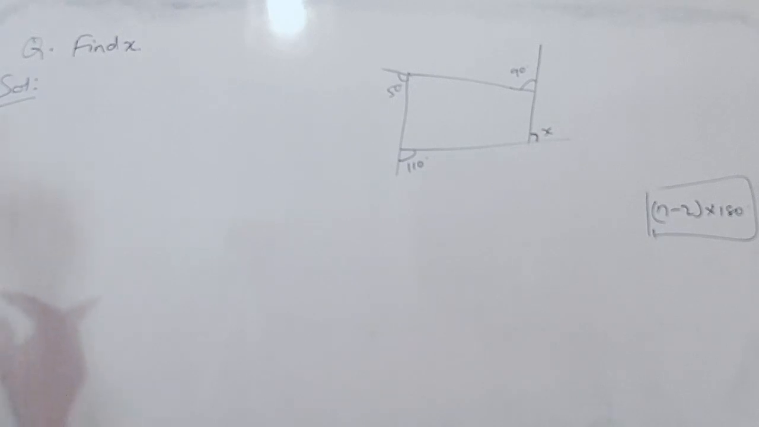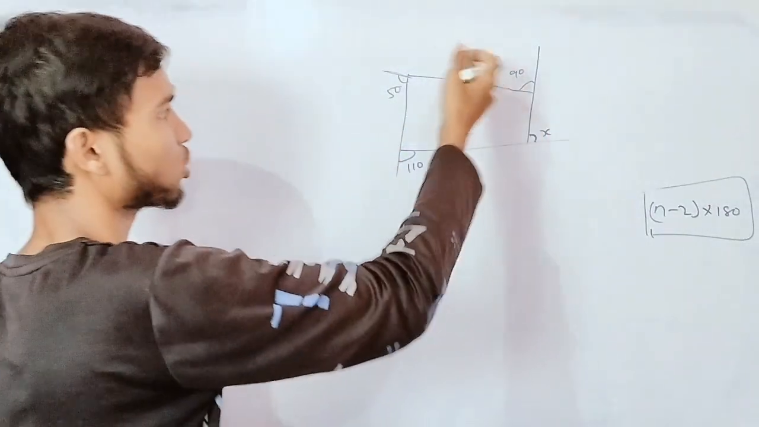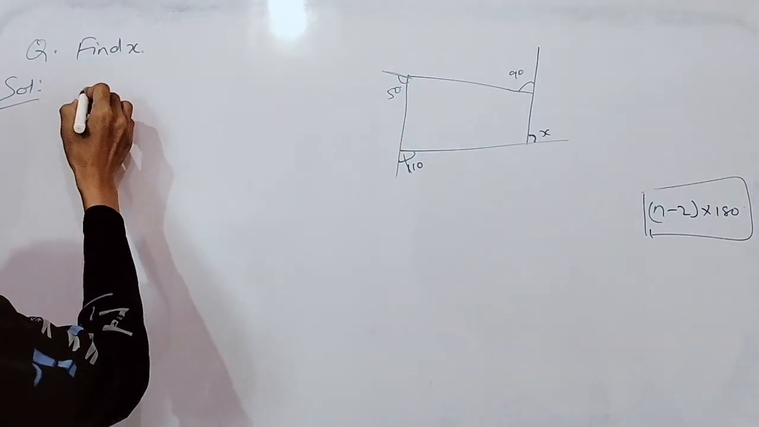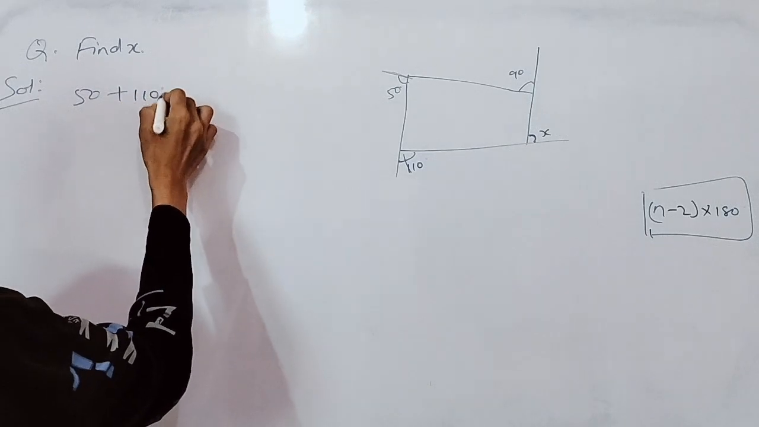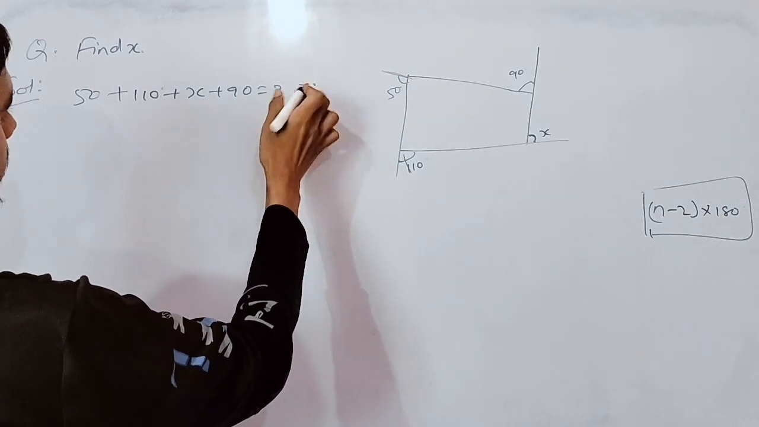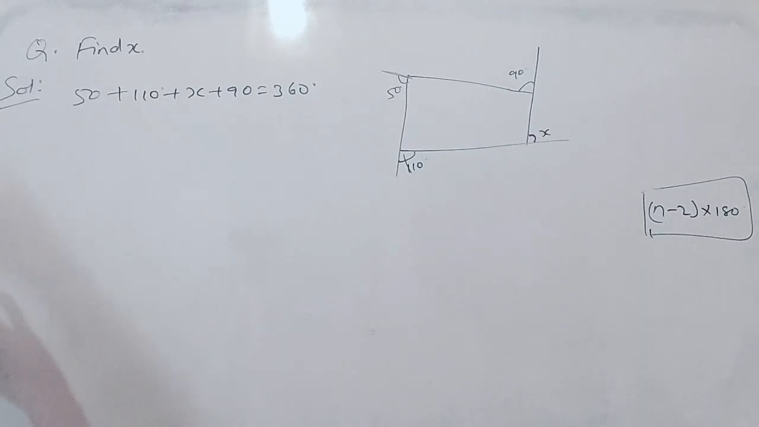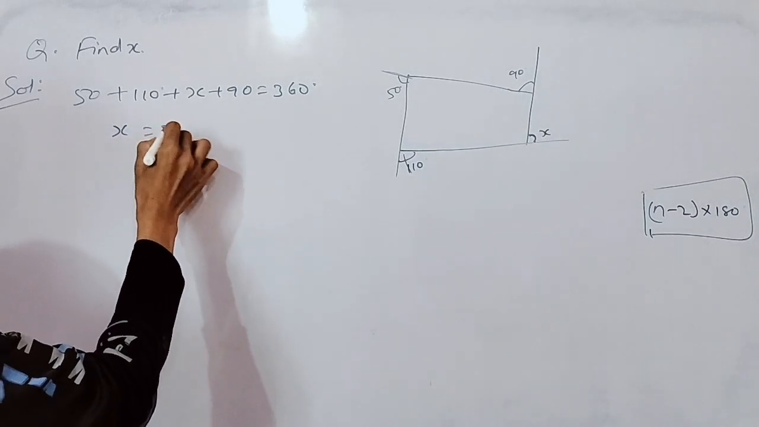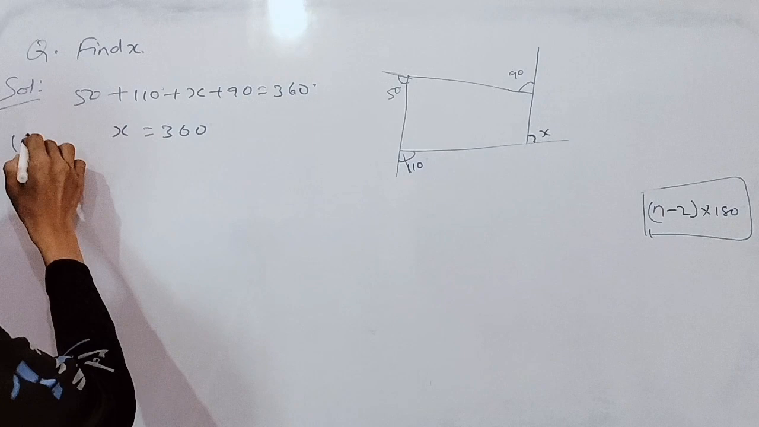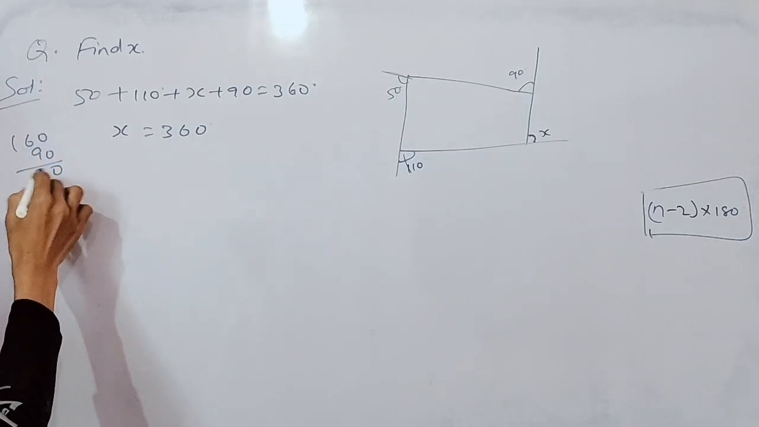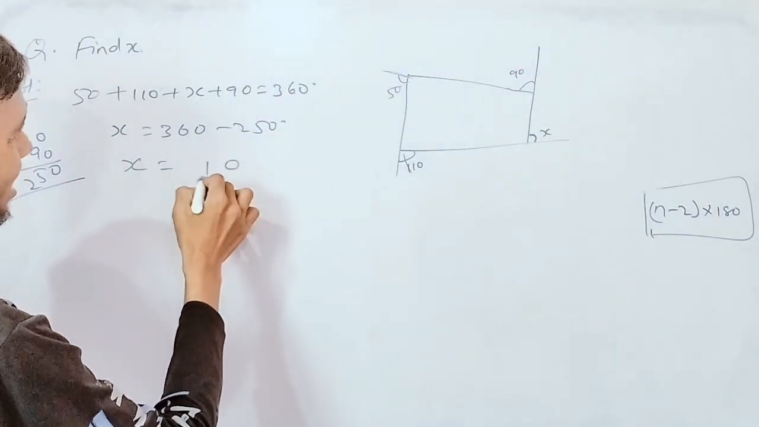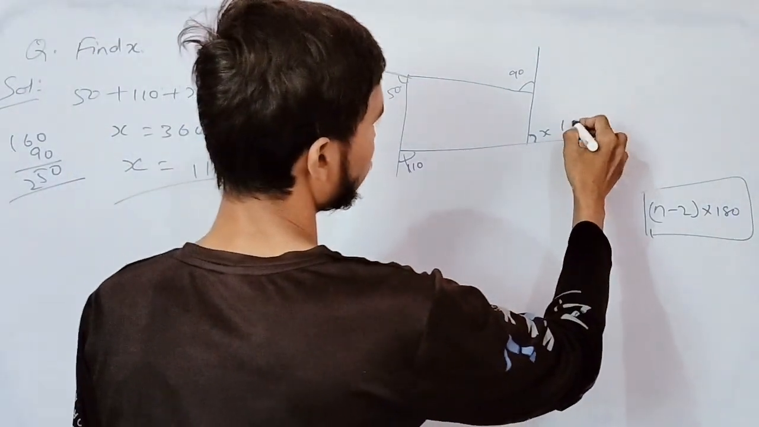I said that the sum of all exterior angles would be equal to 360. For example, 50 plus 110 plus x plus 90 is equal to 360. From this linear equation, we will get the value of x. 360 minus 250 gives 110. So the value of this is 110.